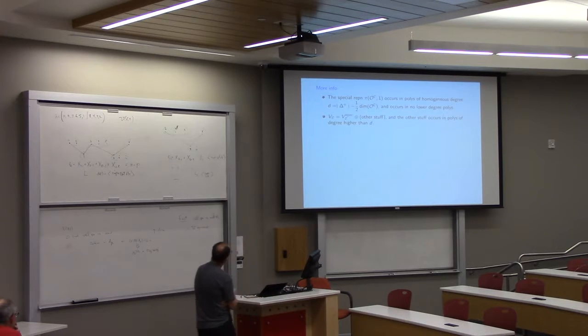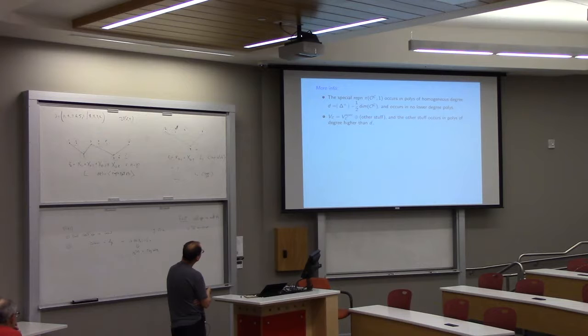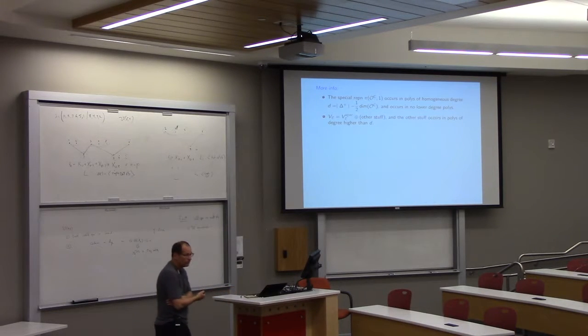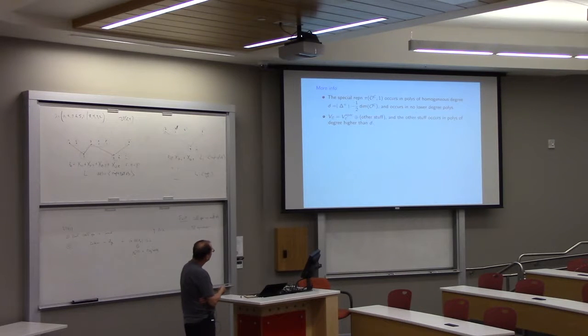A couple more facts. The special representation associated to O occurs in degree D equal to this. That's the dimension of that Springer fiber. And it occurs in that degree of polynomials on H and no lower degree. That's an important fact. And then the cell representation decomposes into the special and other stuff, none of which is special, and all of which occurs in degrees higher than D.